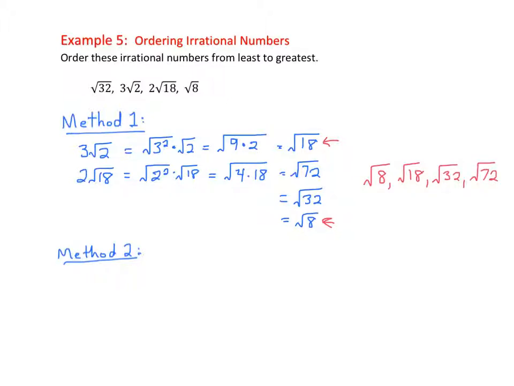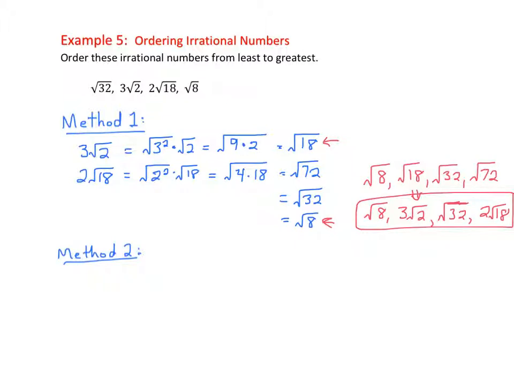And if we're writing them in order from the original numbers, the square root of 8 was just the square root of 8. The square root of 18 was originally 3 times the square root of 2. Those are equivalent. And the square root of 32 was just the square root of 32. And the square root of 72 was simplified, or changed to an entire radical, from 2 root 18. So that is our order from least to greatest.